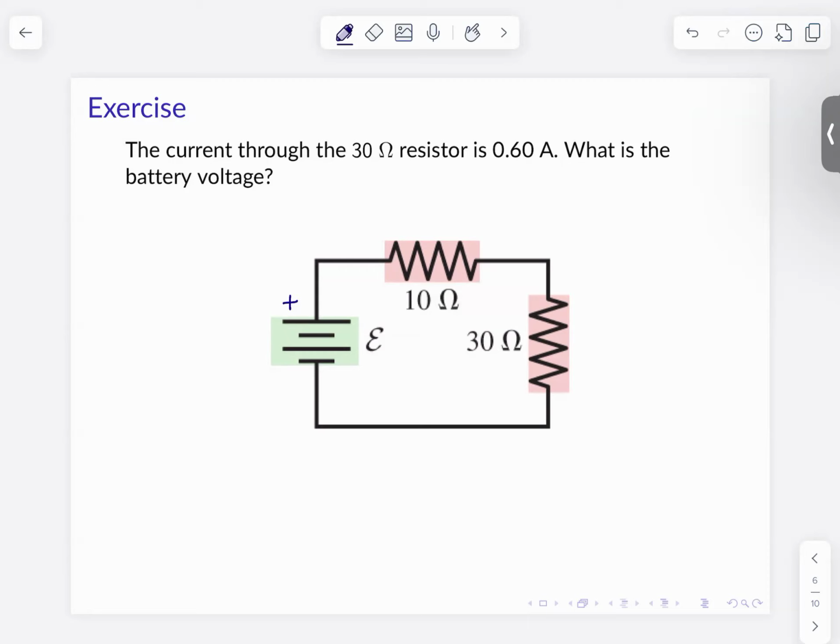Correct answer is 0.6. Remember what current is. It's a rate of passing of stuff. The battery can't be providing electrons faster than they are leaving through the resistors.